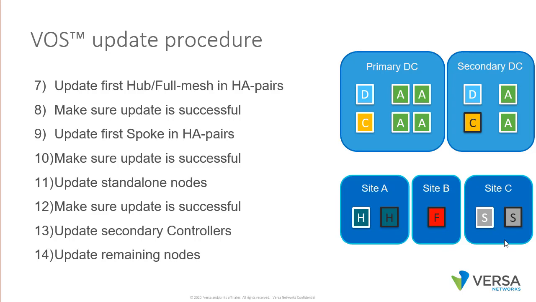After all the spokes are updated as well, you should proceed to updating your standalone devices. For example, in here we have a full mesh device which is standalone, so we would trigger the update procedure on that device. After all of this procedure is finished and we can see the new software release in the Versa Director for these nodes, you should proceed to updating the remaining controller. That's the first operation, and the second operation is to finish updating all of the remaining nodes in the HA clusters.